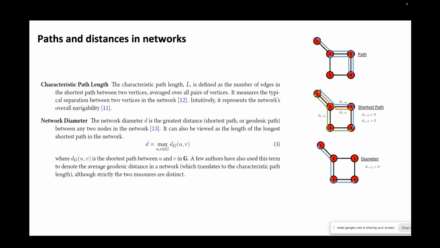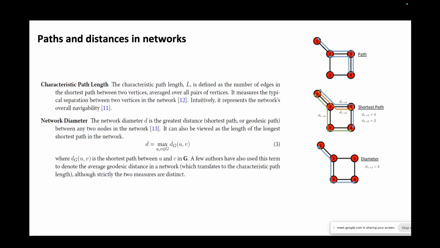We define different paths and distances in networks as a proxy for how far one node is from another. By that definition, we can understand a lot of properties of a network. One of them is the characteristic path length, which is the number of edges in the shortest path between two vertices, meaning two nodes. If you want to travel from one node to another, what is the shortest path between these two nodes, and how many edges are there if you have to cross that path? That is what is known as the characteristic path length.